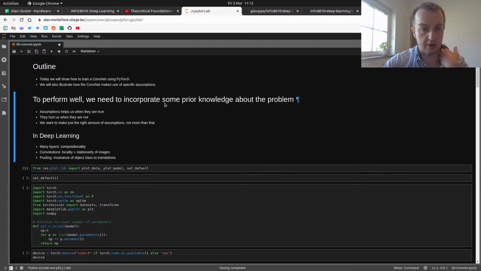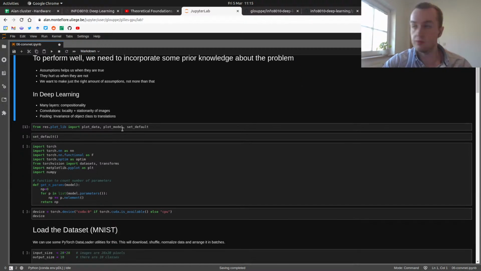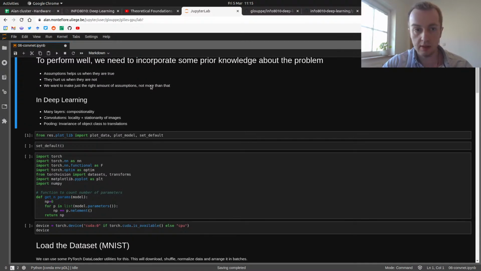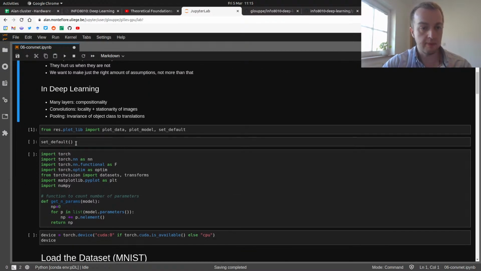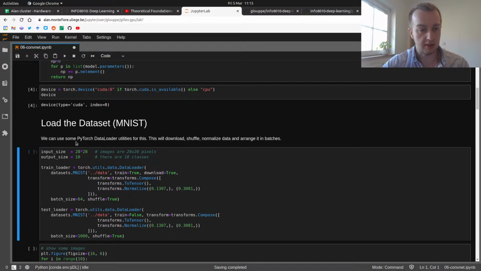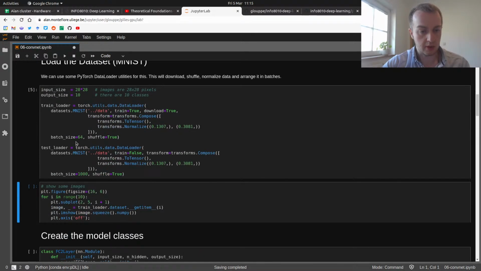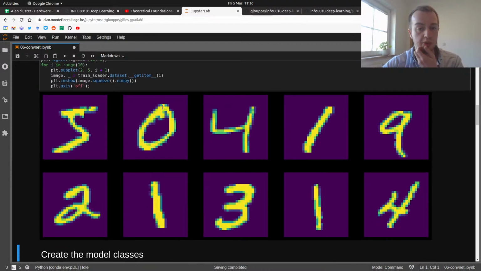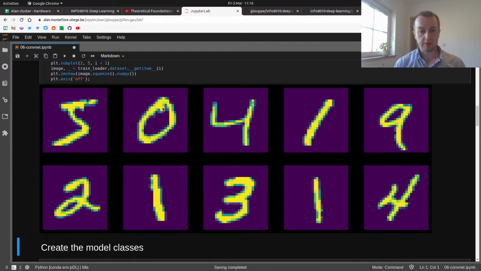So this is what is shown in this notebook. I will just maybe increase the font like this. This is just standard PyTorch code, like the one you already have written in the homework. What we'll do is compare the performance of regular multilayer perceptrons against a convolutional neural network when the task is to classify these images of digits.